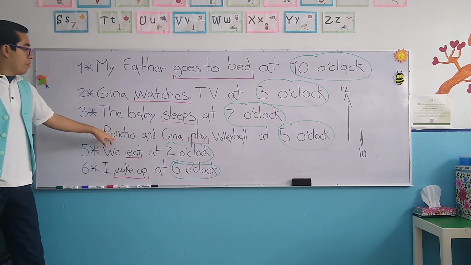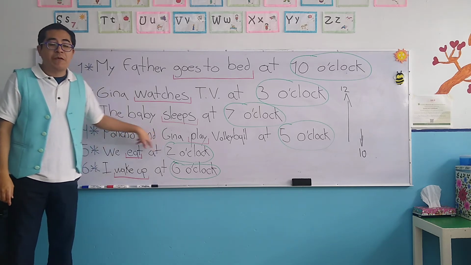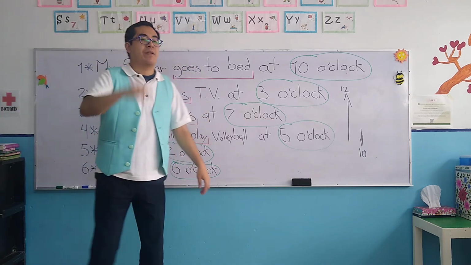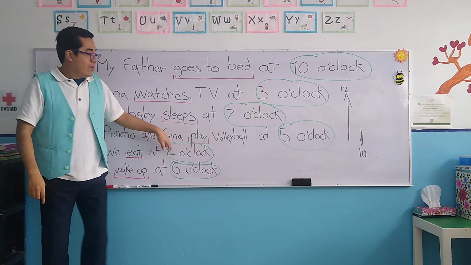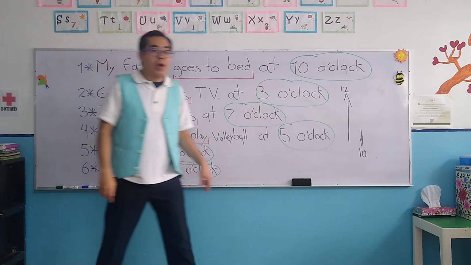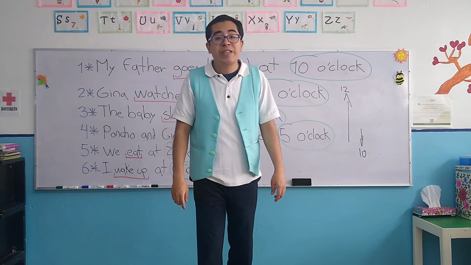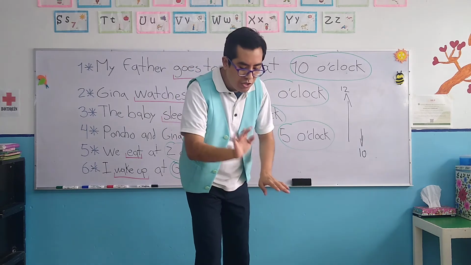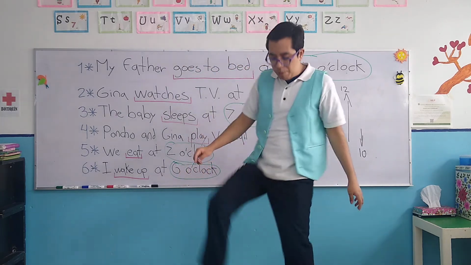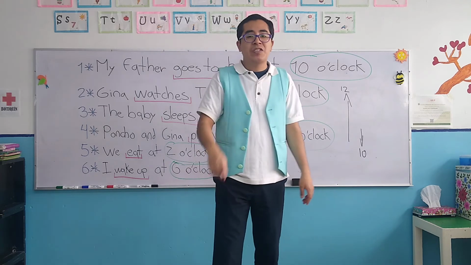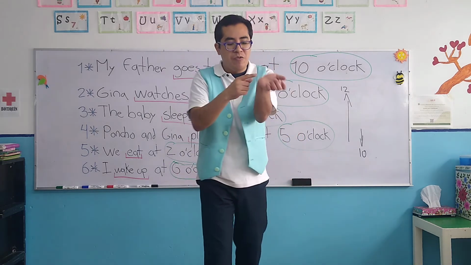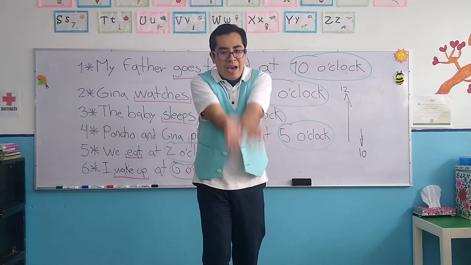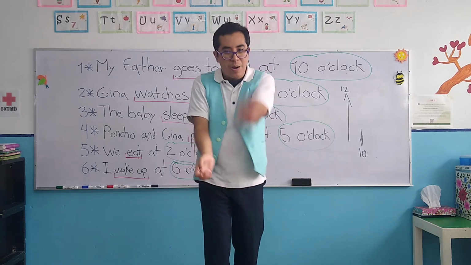Number 4, it says, Poncho and Gina. Don't forget that these are two names, two different names. Poncho, it's a boy, and Gina, it's a girl. Poncho and Gina play volleyball. Now, volleyball, it's a sport that requires a ball. Do you know what is basketball? Basketball, you play it with your hands. Football, you play it with your feet. In the case of the volleyball, you play it with your wrist. This part of the hands, okay?